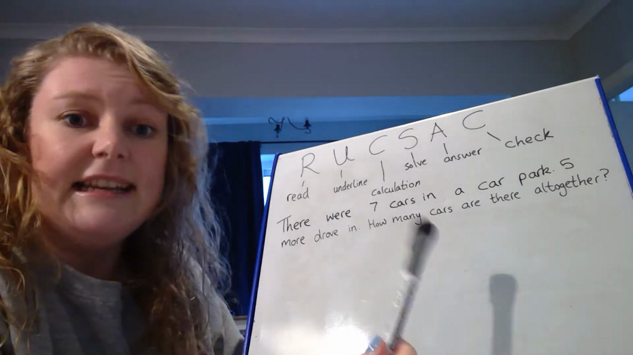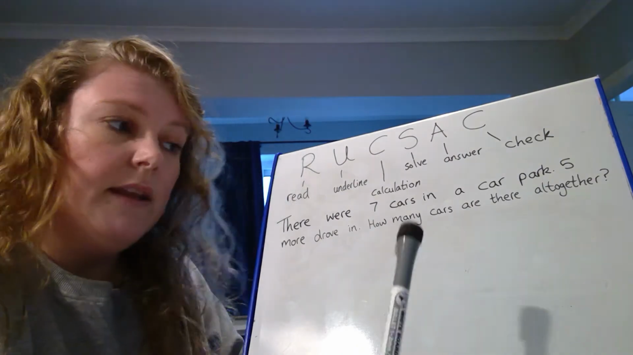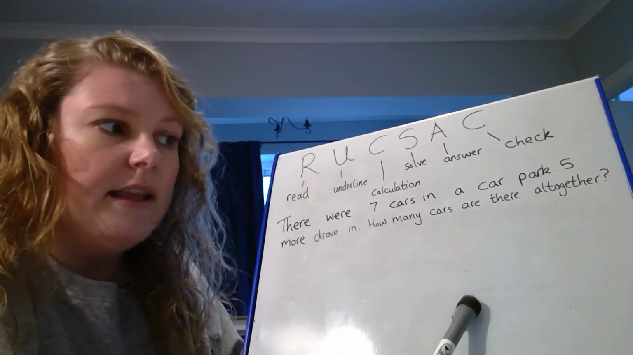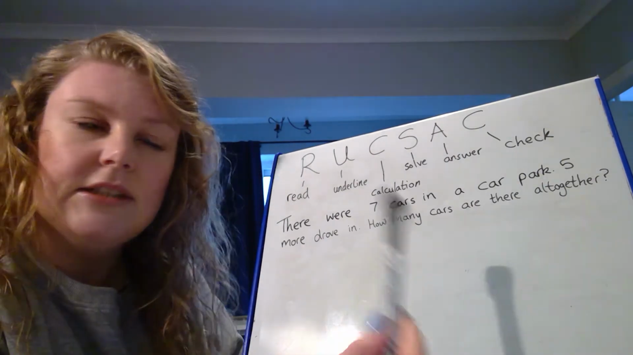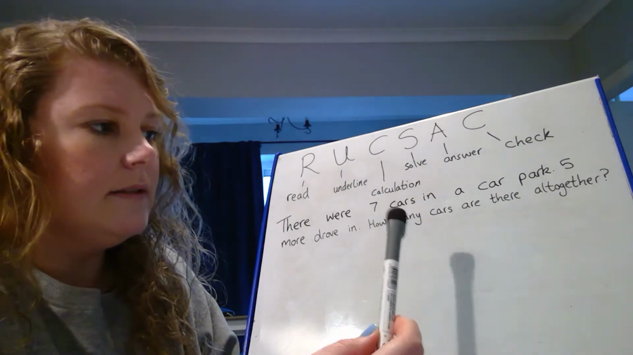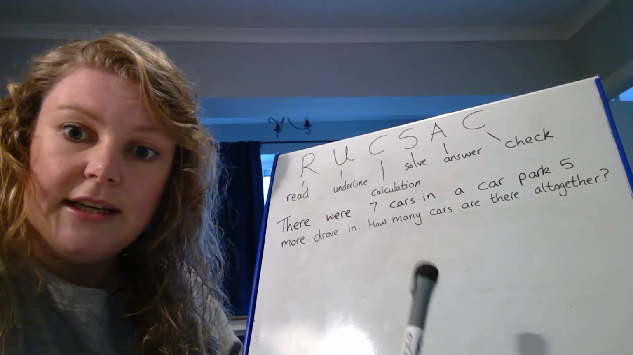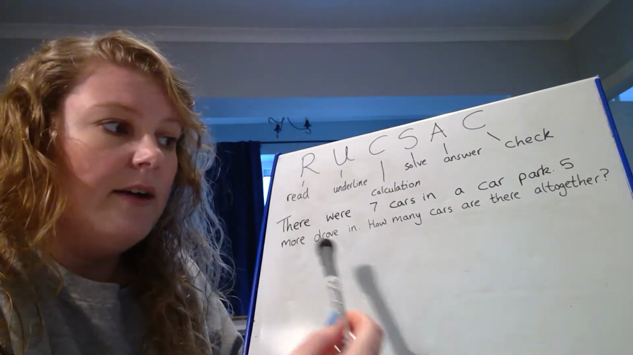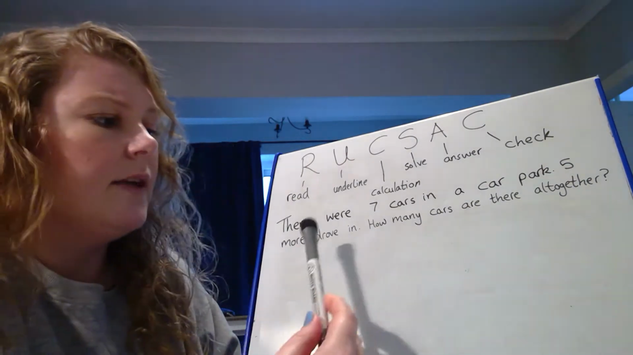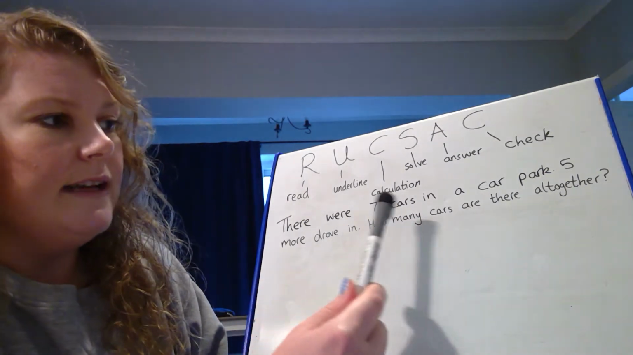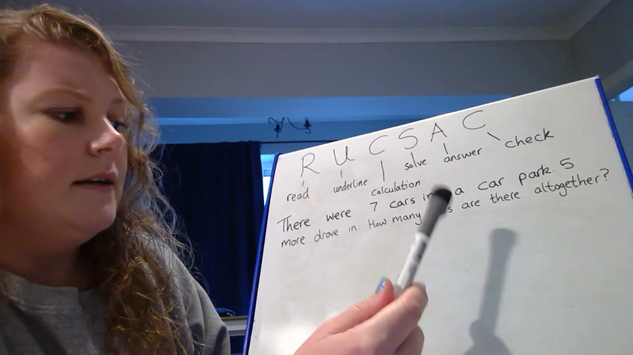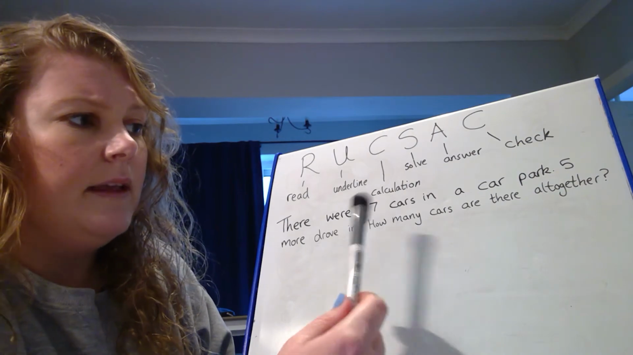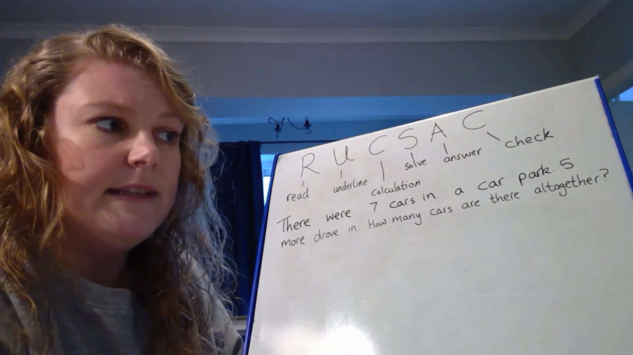For example, if it was adding, we know that our answer would be bigger. And if it was subtracting, taken away, the answer would be smaller. So it's always important to check your answer. So today, we're solving addition number sentences. So I've written one on here, which I'm going to solve, and hopefully it will show you how to do it. So the word problem says, there were 7 cars in a car park. 5 more drove in. How many cars are there altogether?